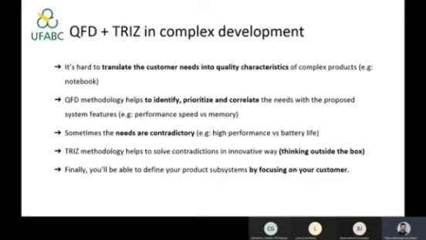And the main purpose is thinking outside the box. So you take this specific problem, for example, the one mentioned before, the high performance versus battery life. This is a contradiction, so you think outside the box. You take this problem into a generic environment of problems. You do not treat it as a notebook problem. And so you can take different points of view, and it's easier to get an innovative solution. And so finally, you'll be able to define all your product subsystems by focusing on your customer.